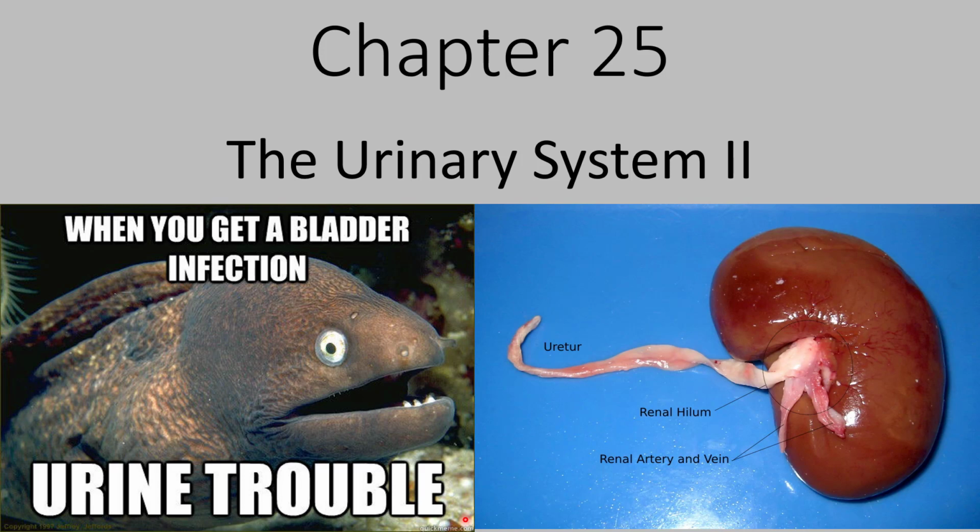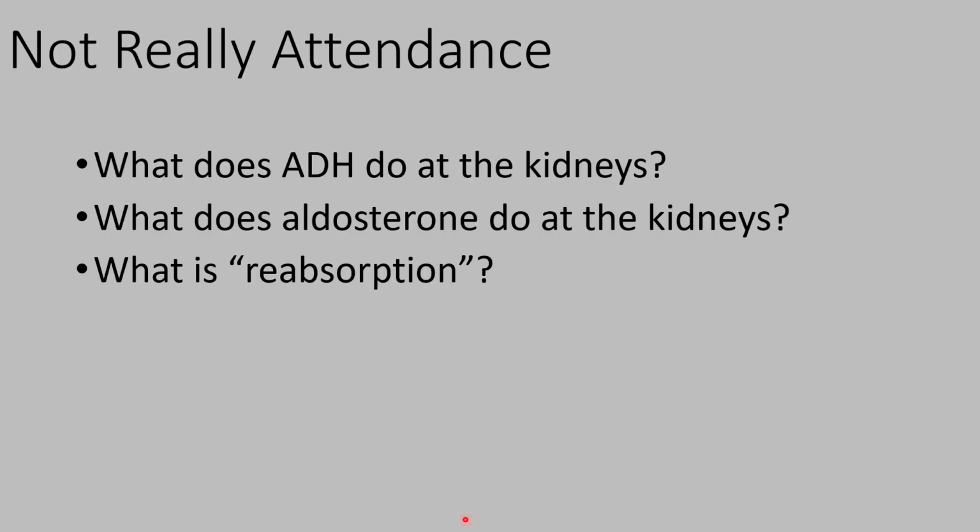Today we're going to be following where we ended in our previous lecture. Previously we looked at filtration, where we were removing substances from the blood inside Bowman's capsule at the glomerulus. We were producing filtrate. Now we are going to look at what happens to that filtrate as it moves through the nephron. So, as always, let's start with our not really attendance questions.